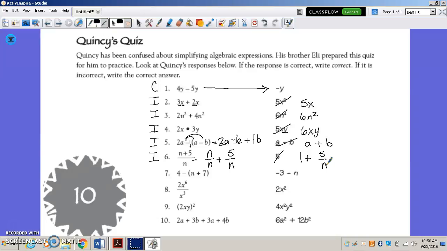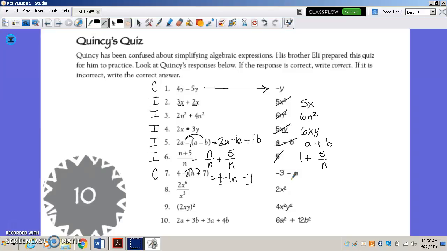Number 7 is a correct statement. We're going to follow the same logic as we did for number 5. We're going to put a 1 in front of here. We're going to distribute that. This is going to leave me with 4 minus 1n. And then minus 1 times 7 is minus 7. And then we're combining like terms. 4 and negative 7, these two terms right here, give us negative 3. Negative 1n is the same thing as negative 3 minus n.